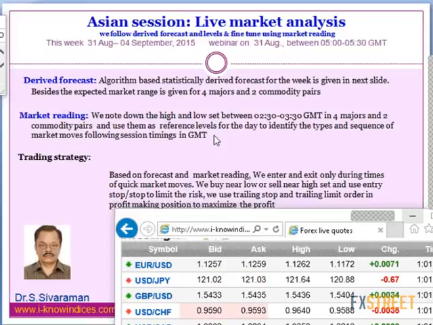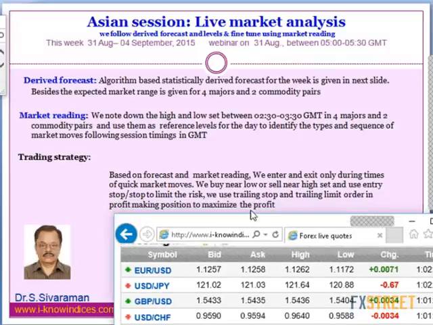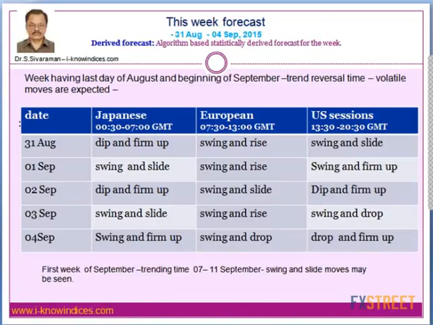And as I explained during the last week, this week we come across the month end and the new month beginning time. So we do expect the monthly trend reversal. So this time the monthly trend reversal happens for 2 weeks, that is last week and this week. And what sort of trading strategy we should use during this sort of monthly trend reversal volatile moves we need to see. I'll explain it as much as possible.